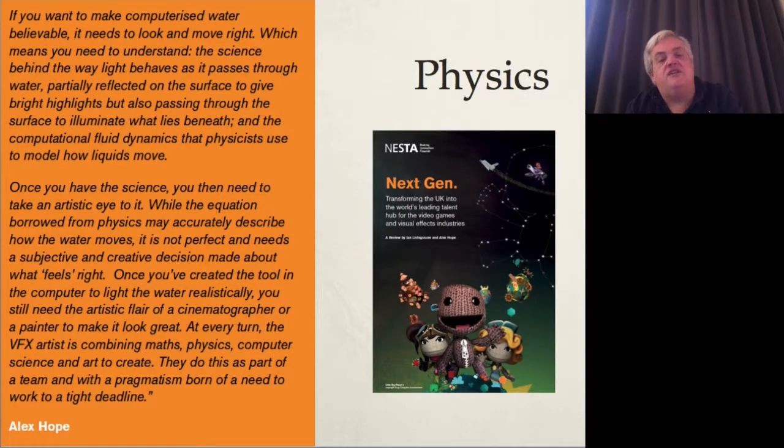Once you have the science, then you need to take an artistic eye to it. While the equations borrowed from physics may accurately describe how the water moves, it's not perfect, and needs a subjective and creative decision made about what feels right. Once you've created your tool, the computer to light the water realistically, you'll still need the artistic flair of a cinematographer or a painter to make it look great. At every turn, the VFX, visual effects, artist is combining maths, physics, computer science and art to create. They do this as part of a team and with a pragmatism born of a need to work to a tight deadline. What a wonderful experience.